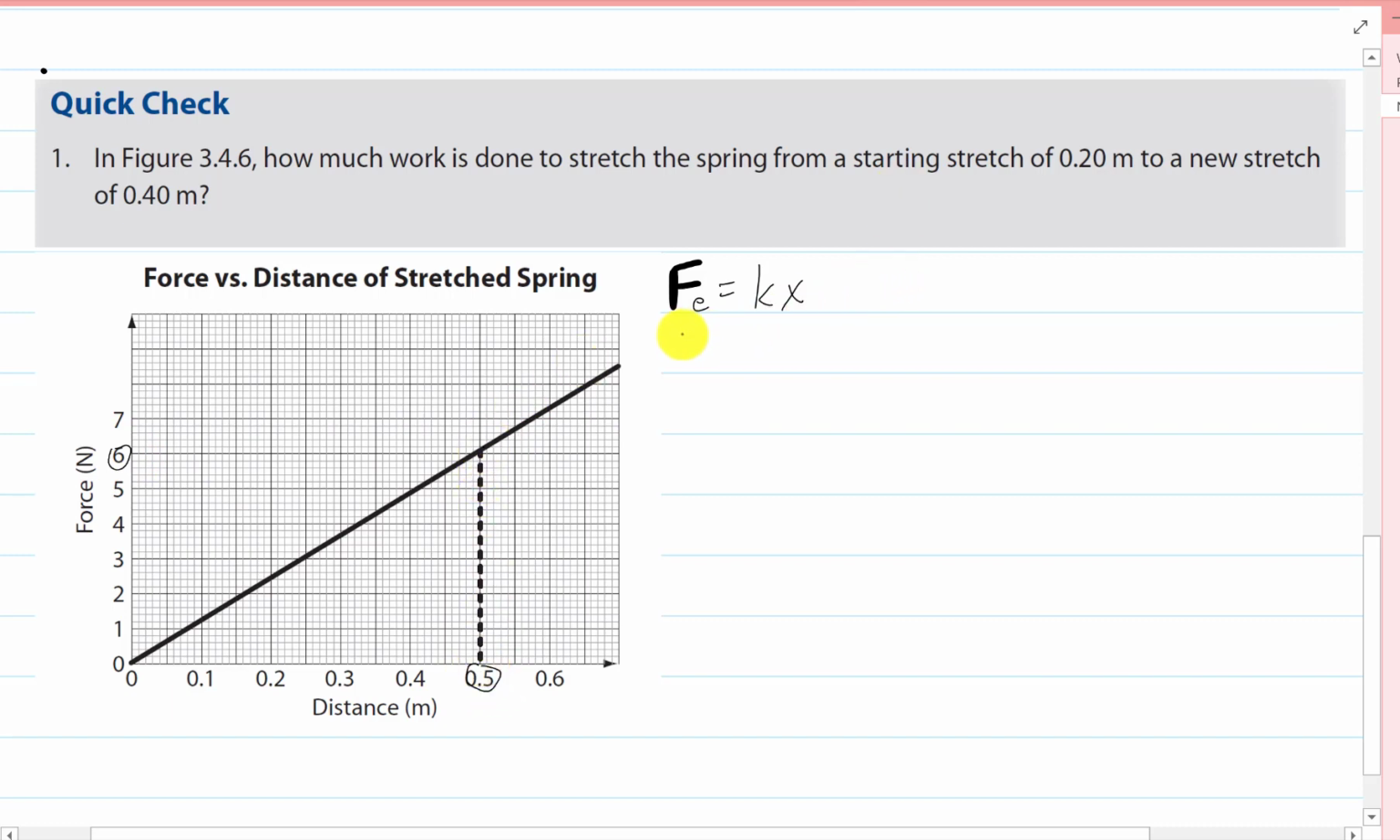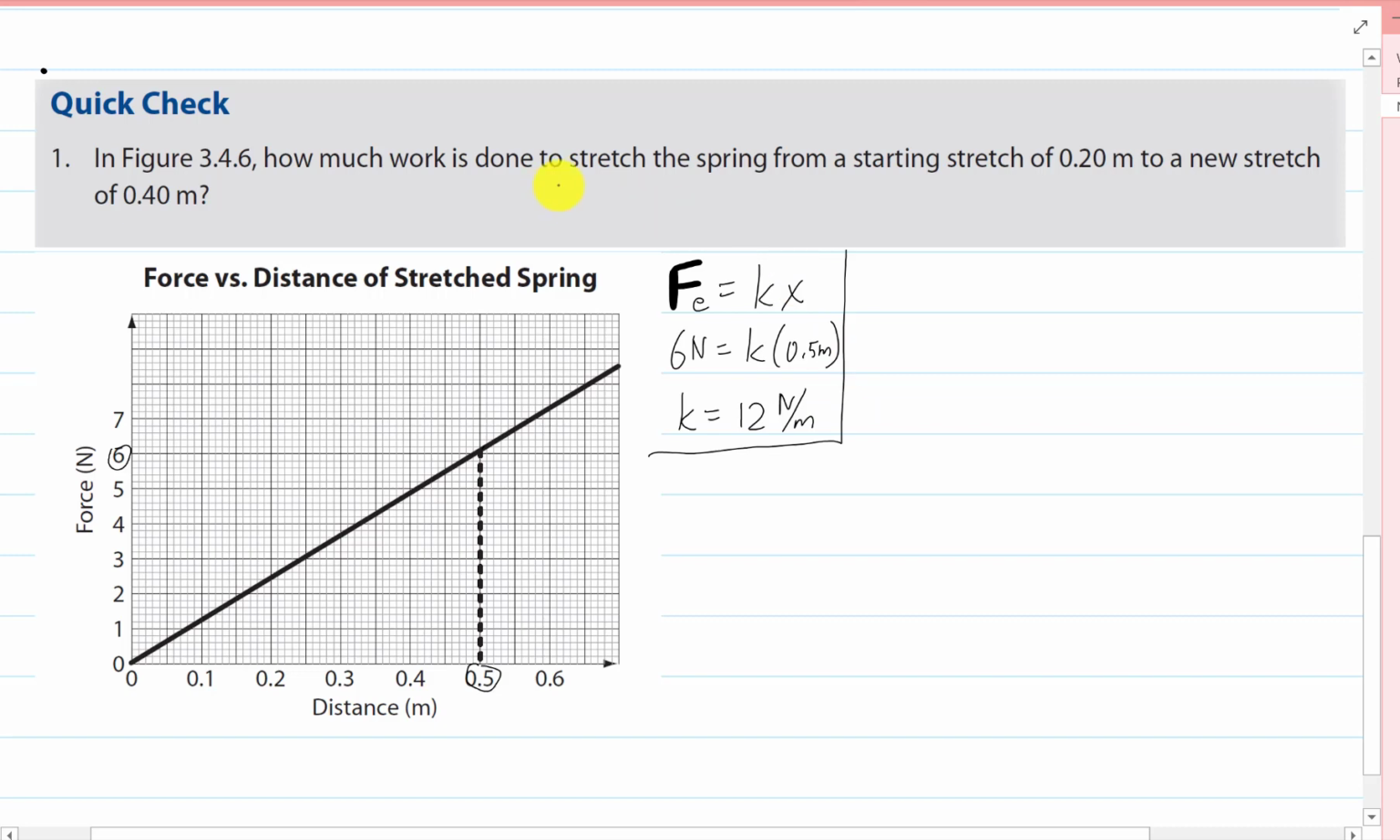So if we have 6 newtons of force is equal to K times 0.5 meters, this K is going to equal 12 newtons per meter. So from the graph, we can get the spring constant. It's the slope of the graph, by the way. Rise over the run will be the slope.